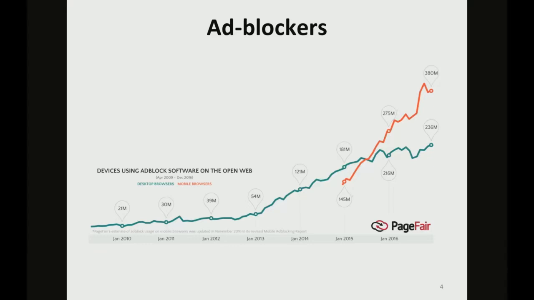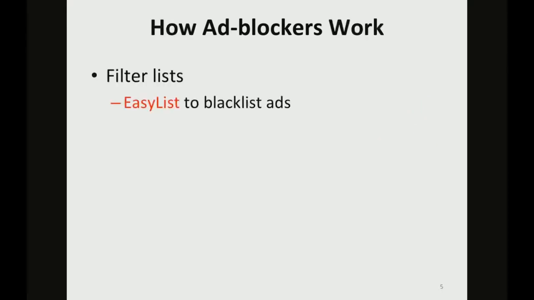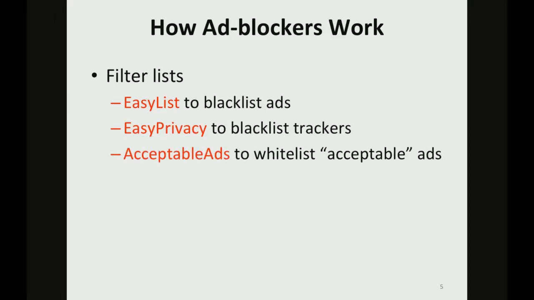Before I go into details about how anti-ad blockers work, I want to give a quick overview of how ad blockers actually work. As was mentioned in the last presentation, a lot of these tracker blocking tools and ad blockers rely on crowdsourced filter lists. For example, EasyList is one of the crowdsourced blacklists used to block ads. There is another list called EasyPrivacy, which specifically targets trackers. And some of these ad blockers also support so-called acceptable ads whitelists, which are used to let some of the good ads through.